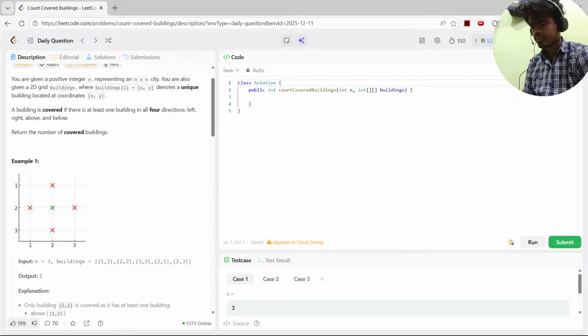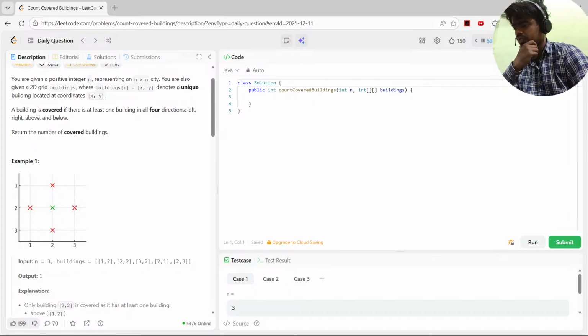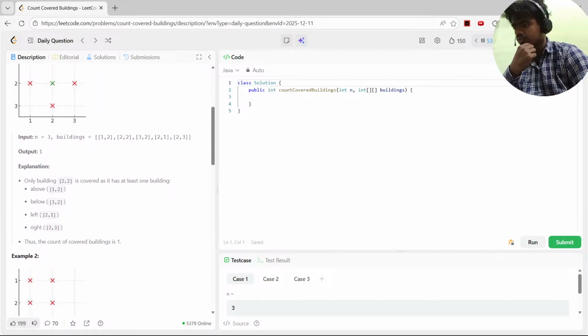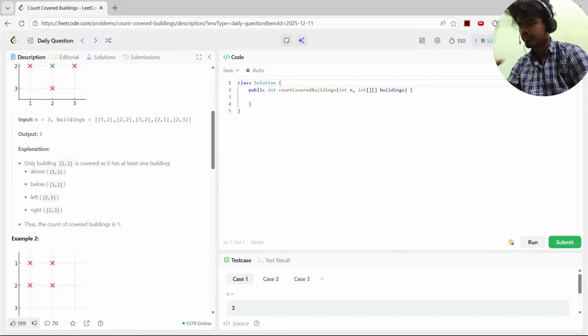So this is the question. An example is given. The input is n equal to 3 and buildings are [1,1], [2,2], [2,3], [2,1], [3,2].